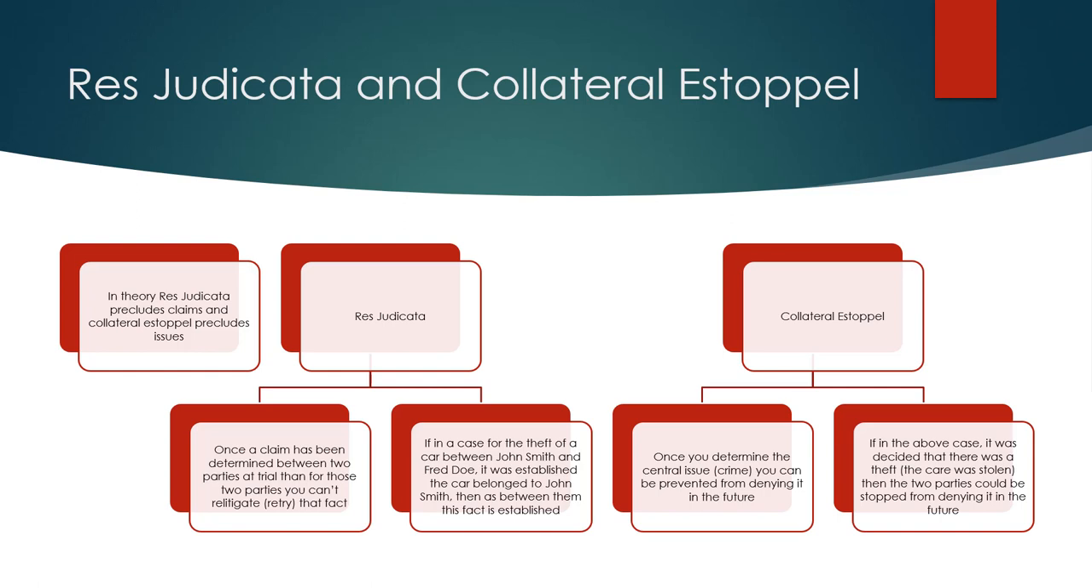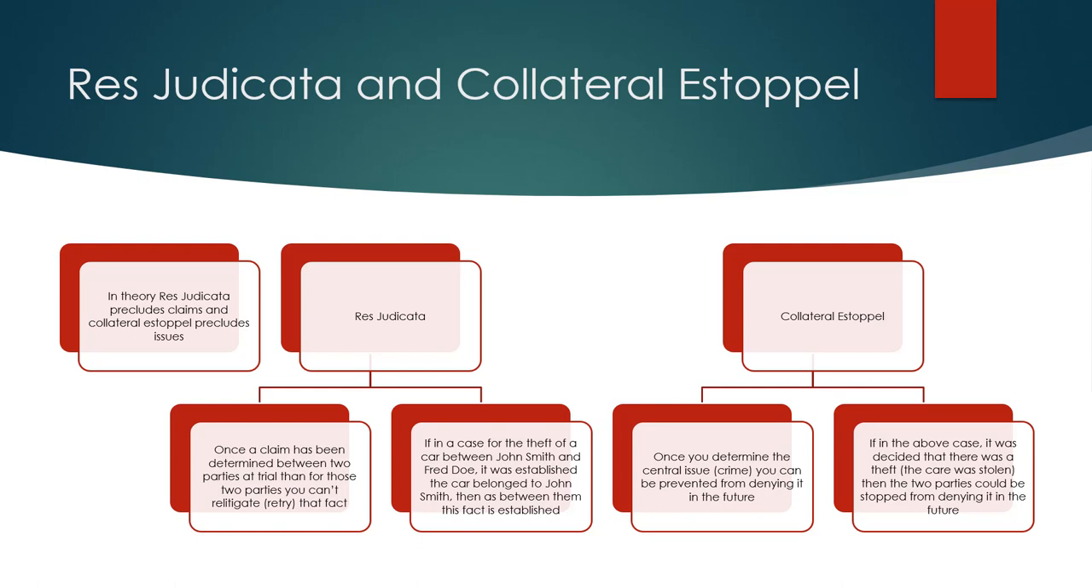So, in theory, res judicata claim precludes claims, and collateral estoppel precludes issues. That's the difference between the two. So let's look at res judicata first. Once a claim's been determined between two parties at trial, then for those two parties, you can't retry that fact.